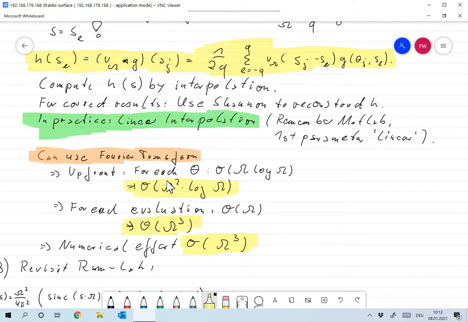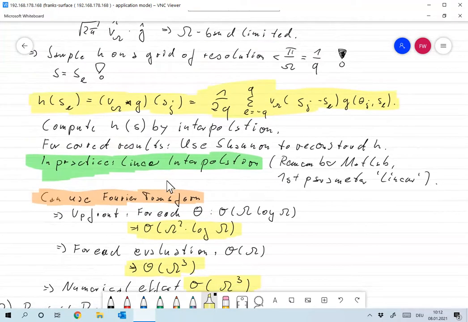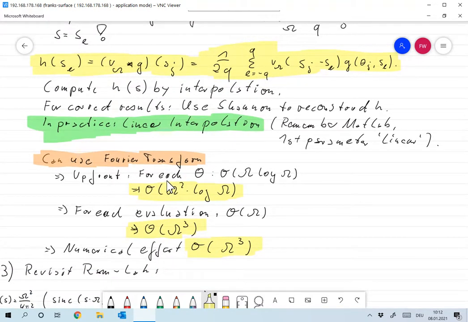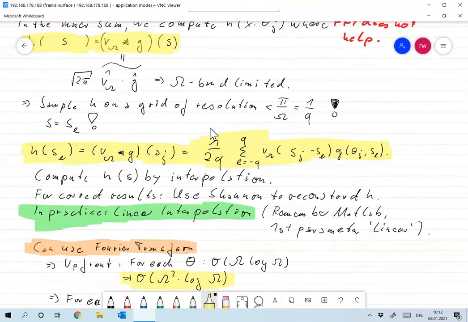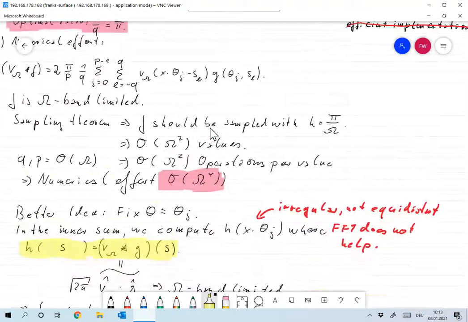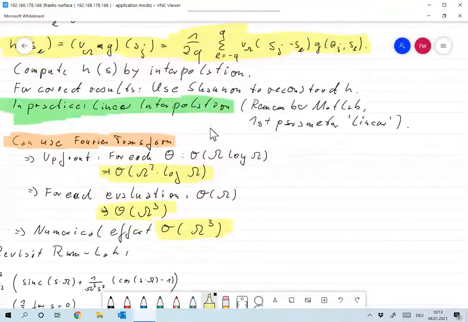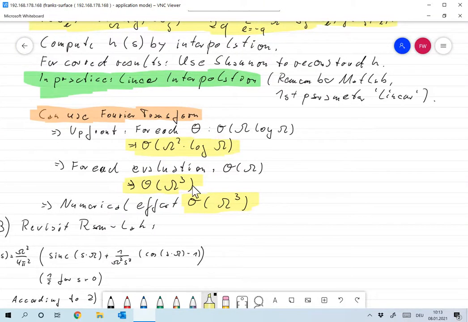Okay, so now let's look at the effort for computing the approximation again. We need to compute these H of S_l upfront before we do any approximations. So for each theta, we need to compute these convolutions. We have capital O of omega values of S, and for each of these we have to compute the sum, which has a length of capital O of omega. So for each theta, we have something like capital O of omega squared as an effort.